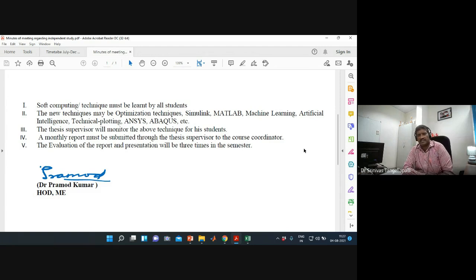Any skills, it's not like a fixed skill. That's independent. You are independent, based on your interest and based on your suitability to your project problem. You select the skills. Mostly it's soft computing technique skills. The new technique may be optimization techniques. Mostly we will prefer optimization.